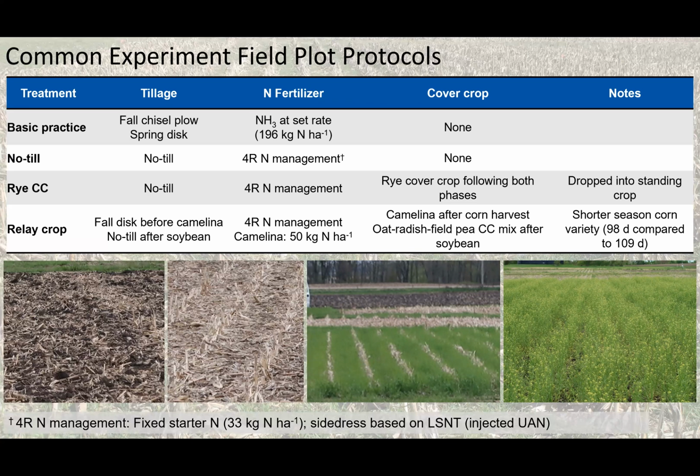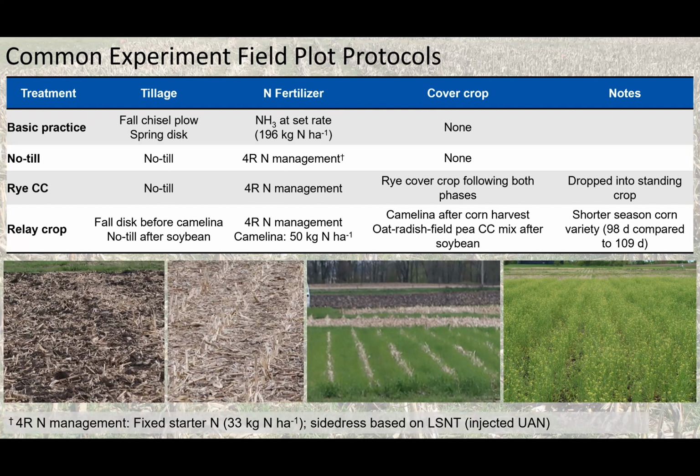So the corn residues, we disc those and we plant the Camellina into that. After soybean, it's a no-till system. For fertilizer, we use 4R nitrogen management, but the Camellina does get about 40 kilograms of nitrogen per hectare to help it grow. And again, our idea here with this relay crop is to have a crop of Camellina that we can harvest. So we're trying to actually grow a crop there.